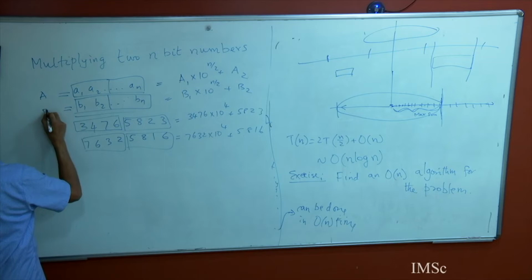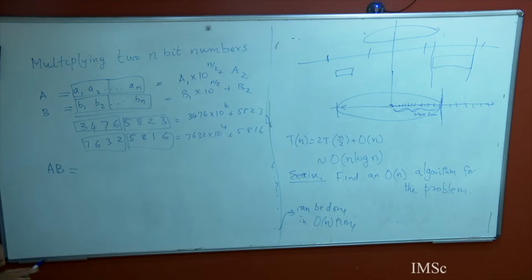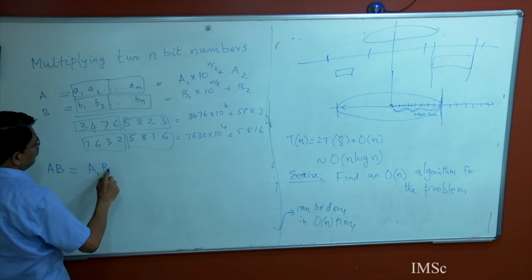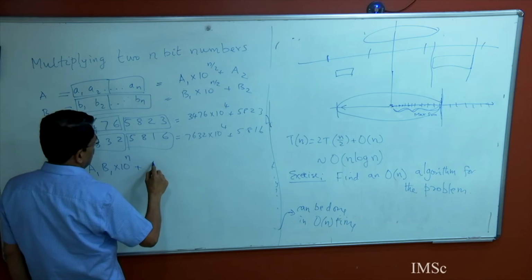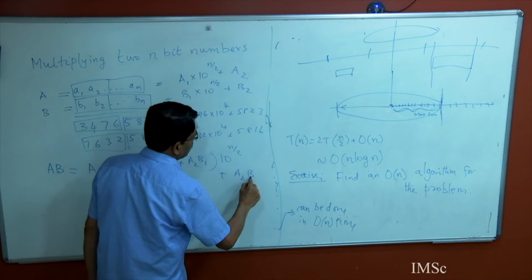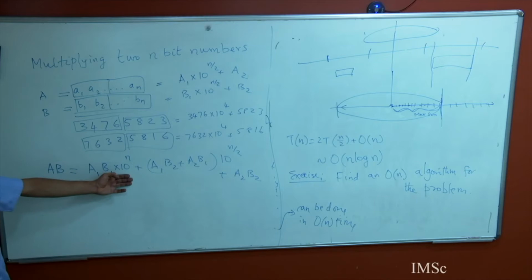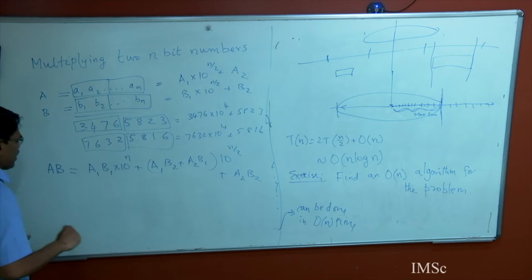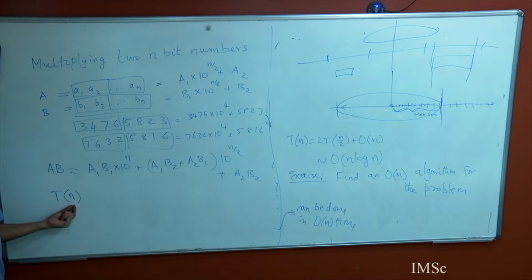So suppose this is my A and this is B. What is AB? The standard algebraic multiplication gives me A1 B1 times 10 to the power n, plus (A1 times B2 plus A2 times B1) times 10 to the power n by 2, plus A2 B2. Now these multiplications by 10 to the power n by 2 are easy because that is just a shift, adding so many zeros, right? So now to multiply two n-digit numbers, let's write a recurrence relation for it. Suppose T of n is the total time to multiply two n-digit numbers. Then can you tell me the recurrence relation?